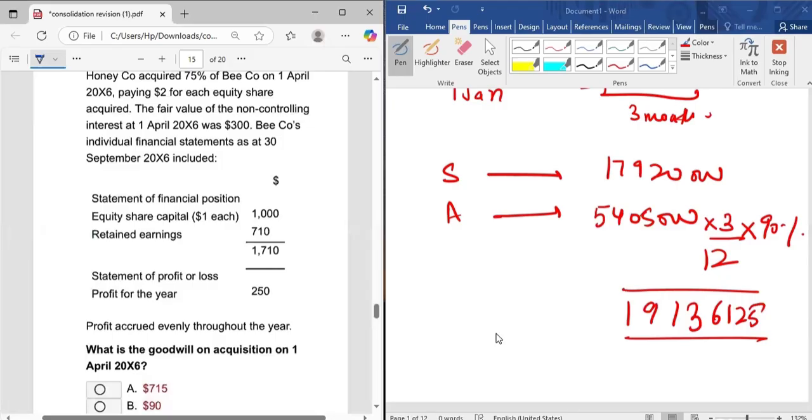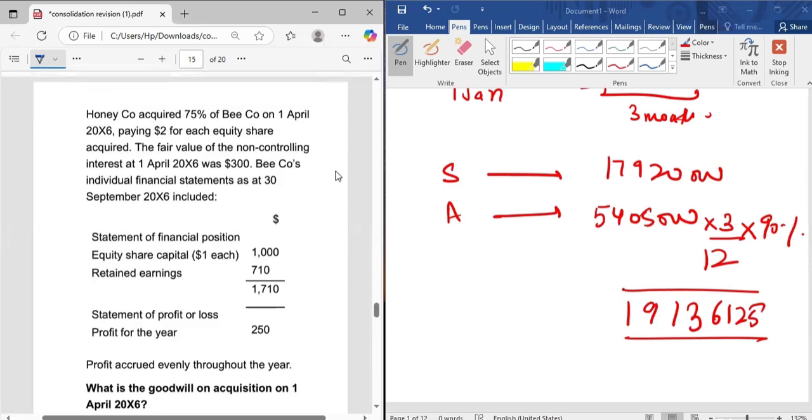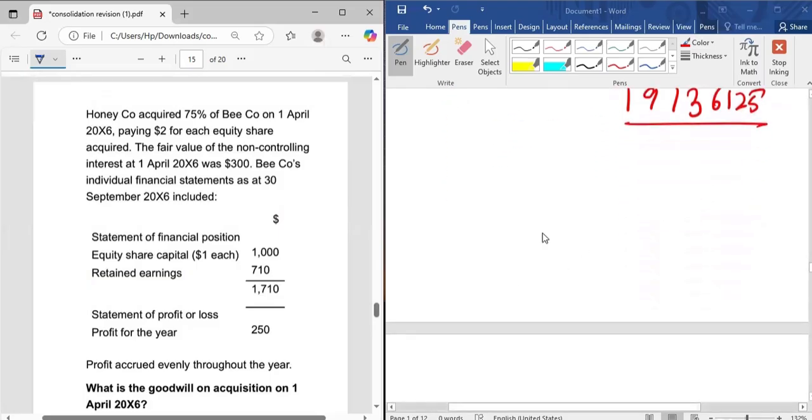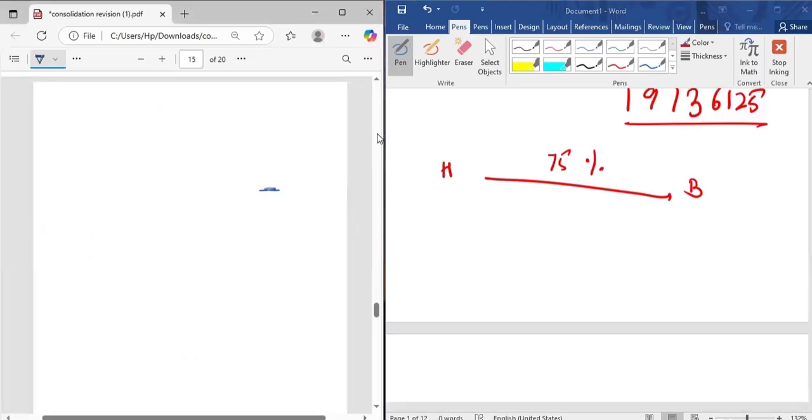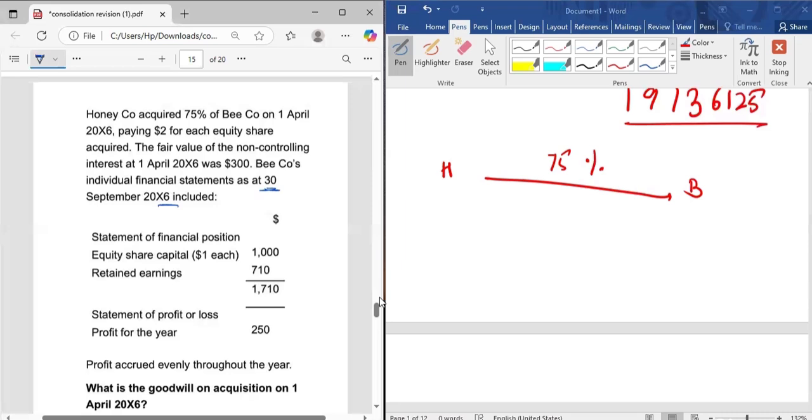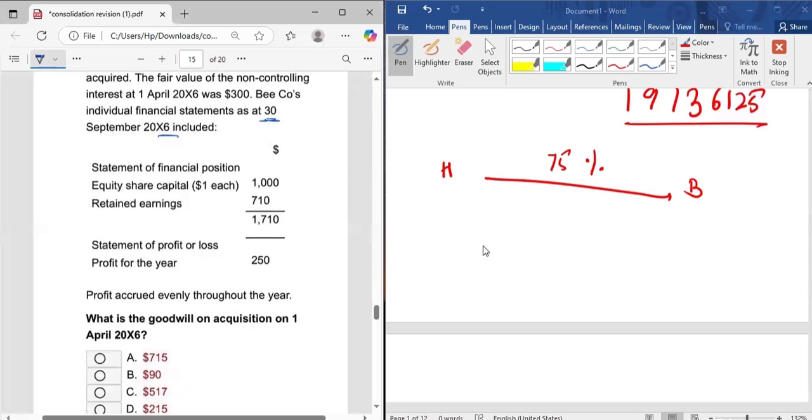Honey Company acquired 75% of B company on 1st April 20x6, paying $2 for each equity share. So Honey has acquired 75% of B on 1st April 20x6, and they have paid $2 for each equity share they have acquired. The fair value of NCI is given, and they have given us the equity share capital of B company and the retained earnings of B company at 30 September, which is our reporting date. Okay, fine. What is the goodwill on acquisition on 1st April 20x6?